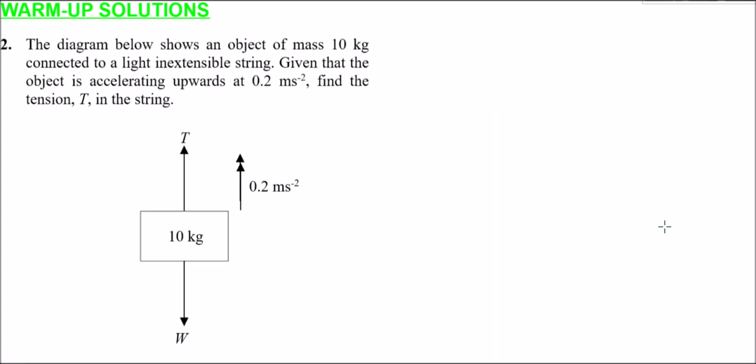So question 2, we have a diagram showing an object of mass 10 kilograms connected to a light inextensible string. Given that the object is accelerating upwards at 0.2 meters per second squared, find the tension T in the string. So for this one, we just need to apply F equals ma going upwards. So let's just write that down so we can know what we're doing. So F equals ma applied vertically.